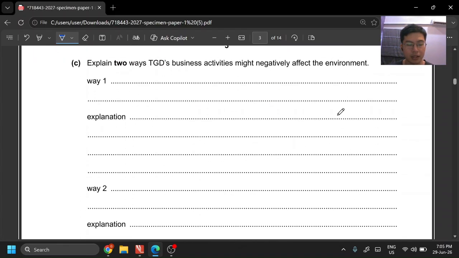Let's take a look at C. C, we see the word explain. And remember, whenever we see the word explain, there will be marks for analysis. Okay. So there are 2 ways, meaning to say we have 2 points. Okay. So 2 points means 2 knowledge. And we have the word explain, so there will be marks for analysis.